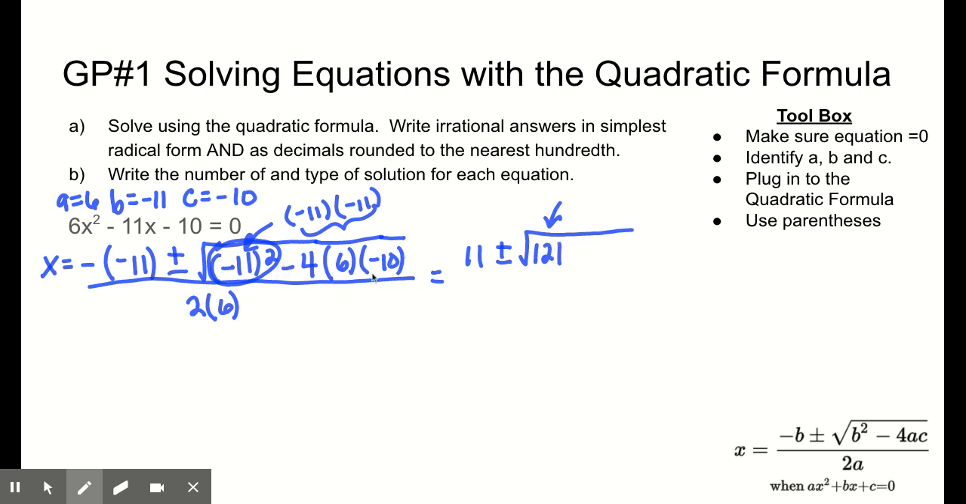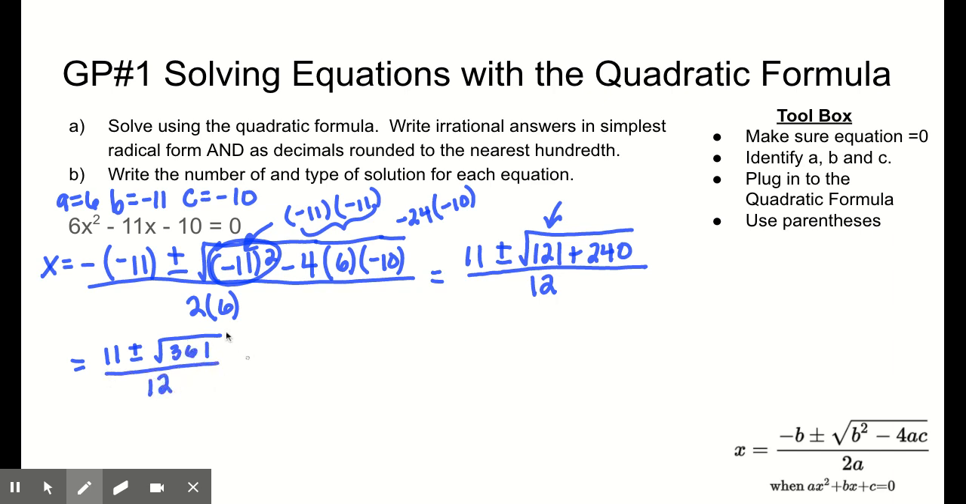The second, we have to just kind of deal with the negatives as we go. So -4 times 6 is a -24 times a -10 is going to give us a positive 240. So again, be extremely careful with those negatives. And in the denominator, we have 2 times 6, which is going to give us 12. So we simplify further. 121 plus 240 inside that radical is going to give us 361 over 12.